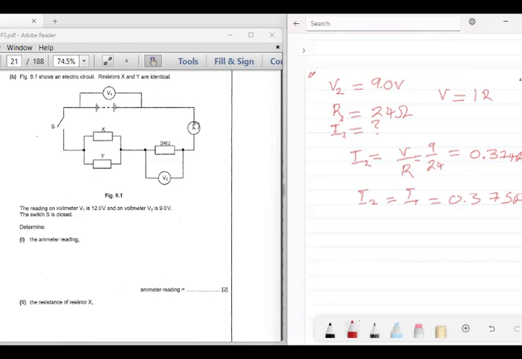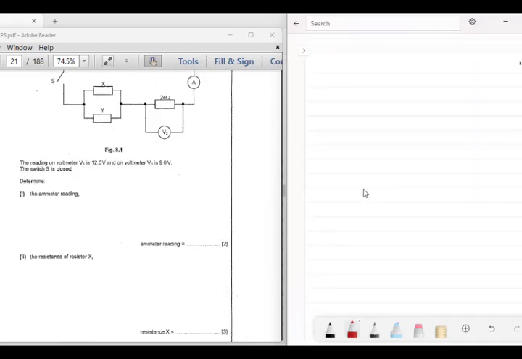So the following question: the resistance of resistor X. Where do we start? Let me redraw the circuit. This is X, and we have Y here. And then we have the 24 ohms here, and we have an ammeter here, and this is what we have.